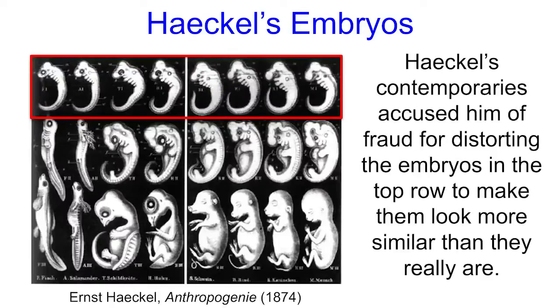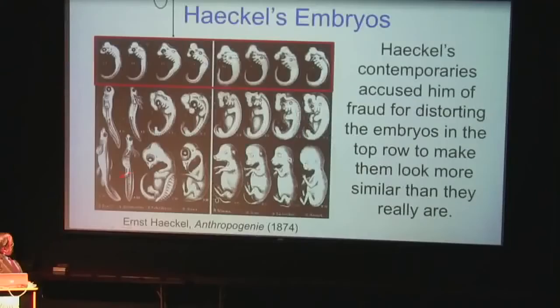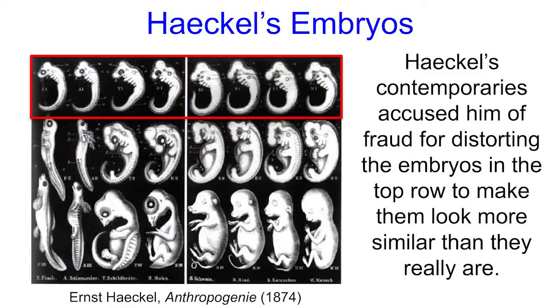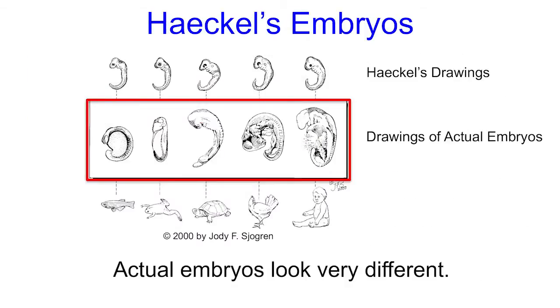And in later editions, Darwin referred to these drawings made by his German contemporary Ernst Haeckel. In the top row, according to Haeckel, we see the early forms of these embryos. So that's a fish, salamander, turtle, bird, and 4 mammals. And they all look like little fish. Well, Haeckel's contemporaries accused him of fraud for distorting those embryos to make them look more similar than they really are. And in fact, he did.